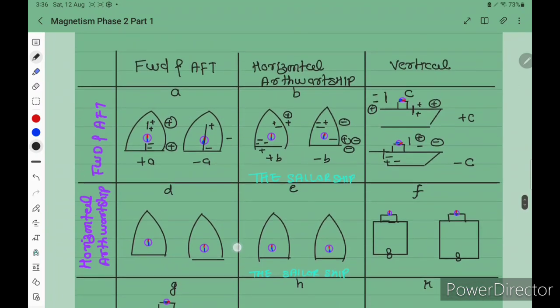Now let's move to D, which is in forward and aft. If you see this forward and aft line and this horizontal line. So for forward, let's see, starboard side, forward and aft. Okay, so forward of the compass positive, and starboard side, so positive, so positive positive positive. Behind negative, port side negative, so negative negative positive, so this is plus D. Now port side negative, forward positive, positive negative negative. Here starboard side positive, back side negative, so it will be negative, so minus D.